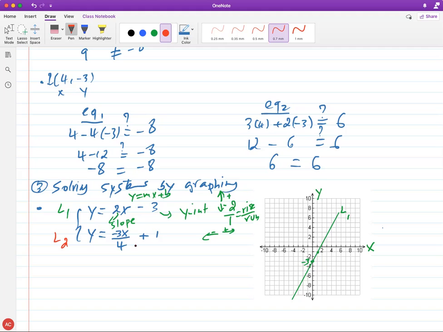So again, we always start from this point. Again, this is what we call the y-intercept. And the slope here, or m, slope is always next to the x. M is -3/4.